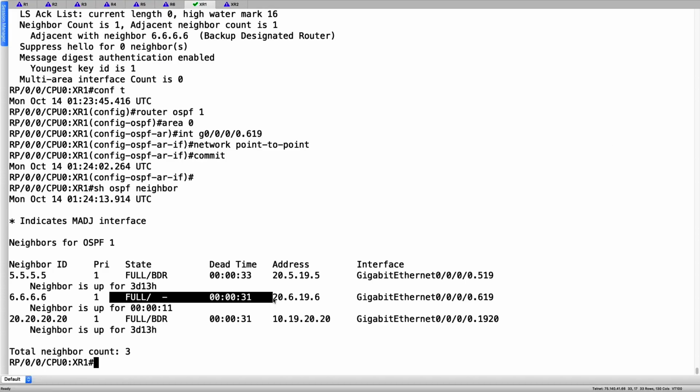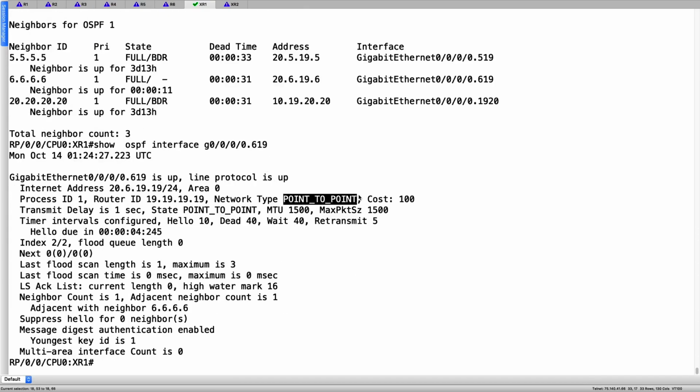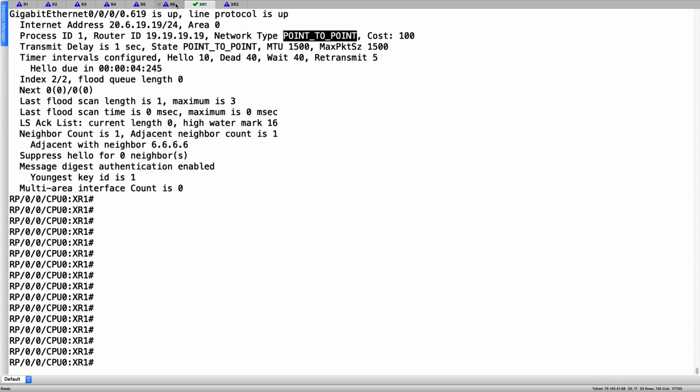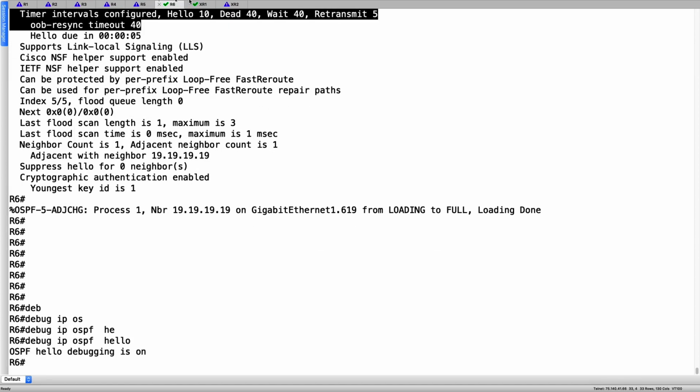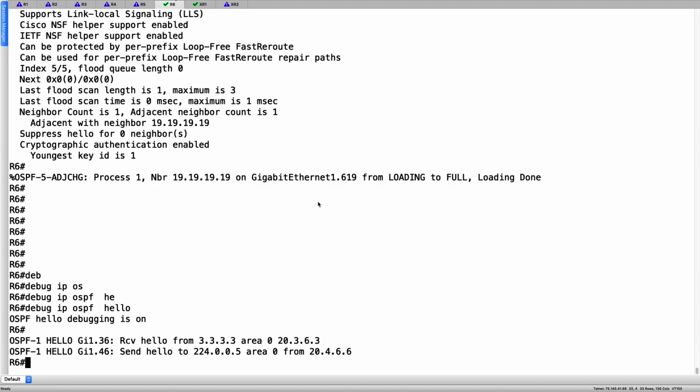And if I do a show OSPF interface gig 0/0/0/0.619, you would see that my network type is now point-to-point. I could change this to be a multipoint also. My hello packets are still multicast, so in point-to-point, my hellos would still be multicast. My destination would be a multicast address. Even in a broadcast segment, my destination would be a multicast address. Let's go to router 6 and do a debug IP OSPF hellos. You would see that I'm sending a hello packet to XR1 on interface 619 as a multicast.